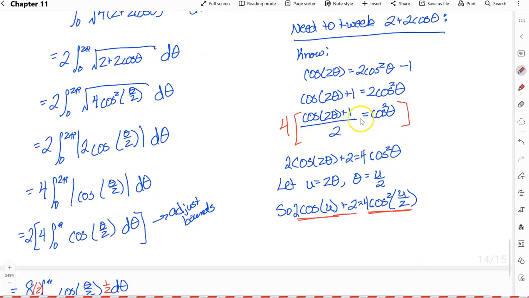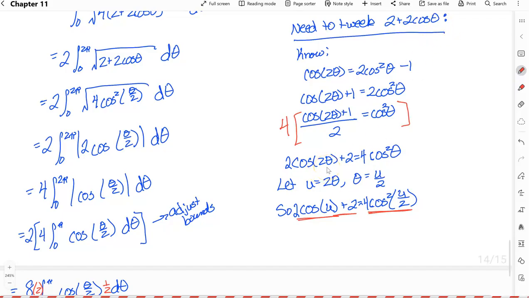So that looks really close, right? Let's multiply both sides by 4. If I do that and reduce, I'm going to end up with 2 cosine of 2 theta plus 2 is equal to 4 cosine squared of theta. That's really close to my goal of 2 plus 2 cosine of theta. It's just I've got a double angle here.